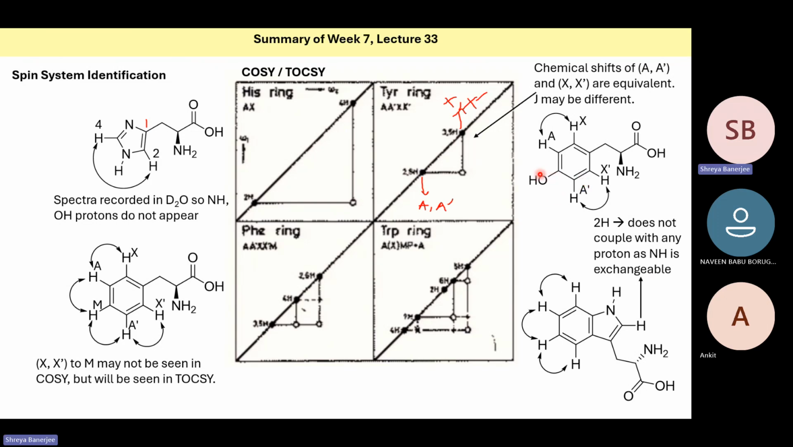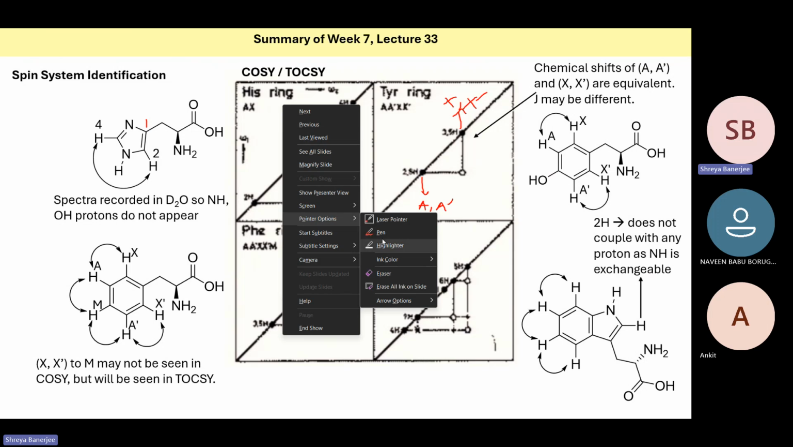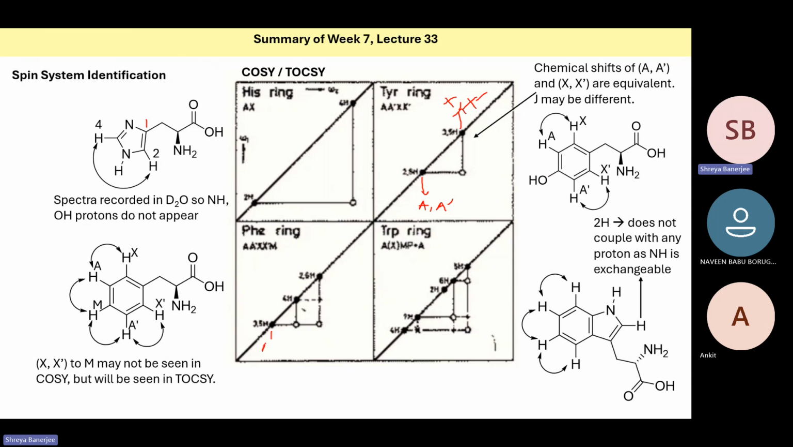In phenylalanine, instead of this OH, you will have an H. So A prime and X prime remain the same, but you have an extra third kind of proton, which we are calling M. So the system is called A prime, X prime, M. There are three peaks here. Again, this peak is the AA prime peak, this peak is M, and this peak is XX prime.